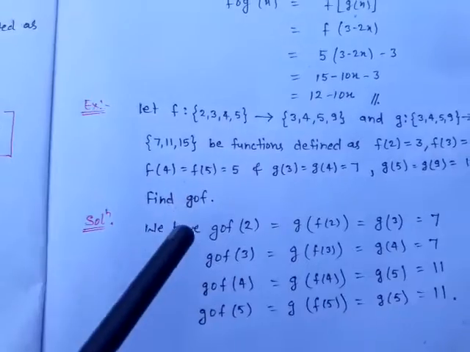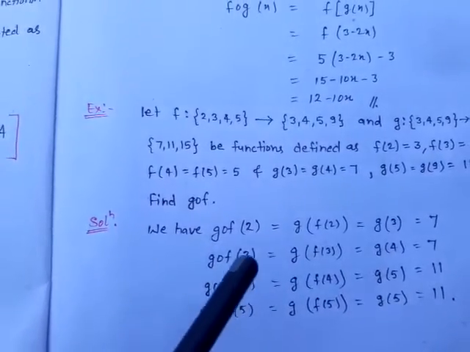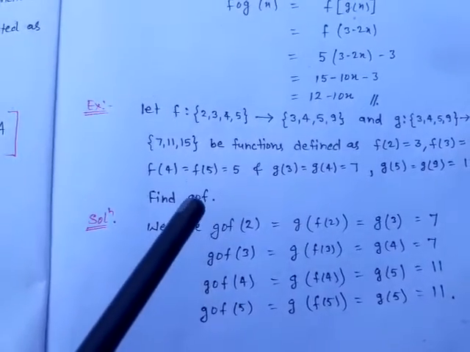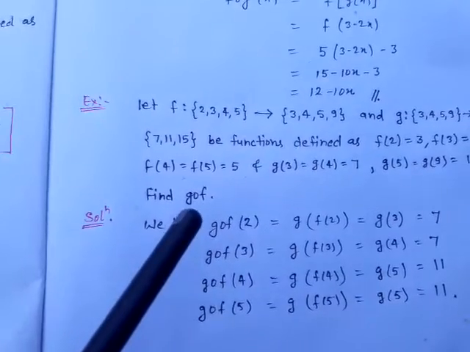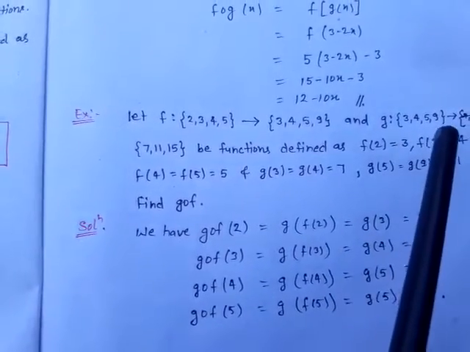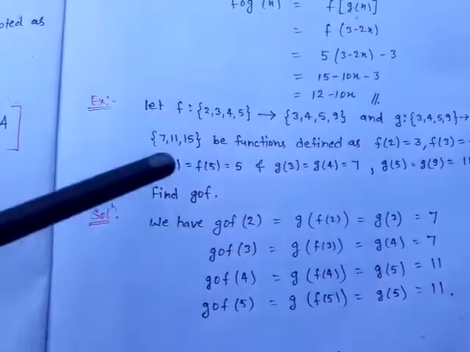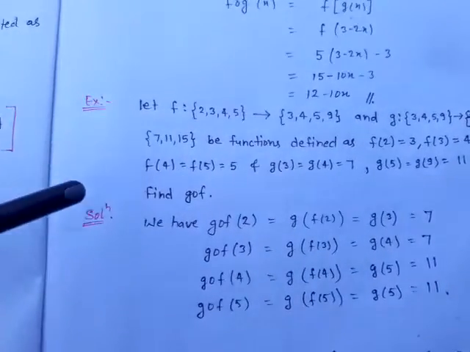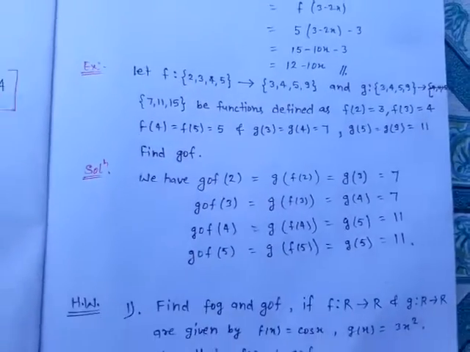Now in this question we can also find f∘g, that is f(g(x)). When f(g(x)) is written, then we check these four elements. This is the systematic format of this type of question. Using this lecture you can solve your homework.